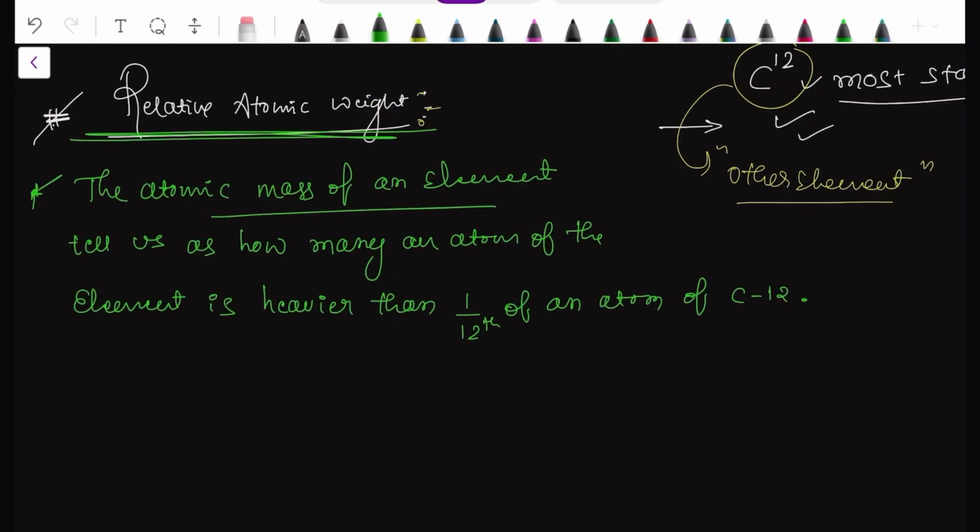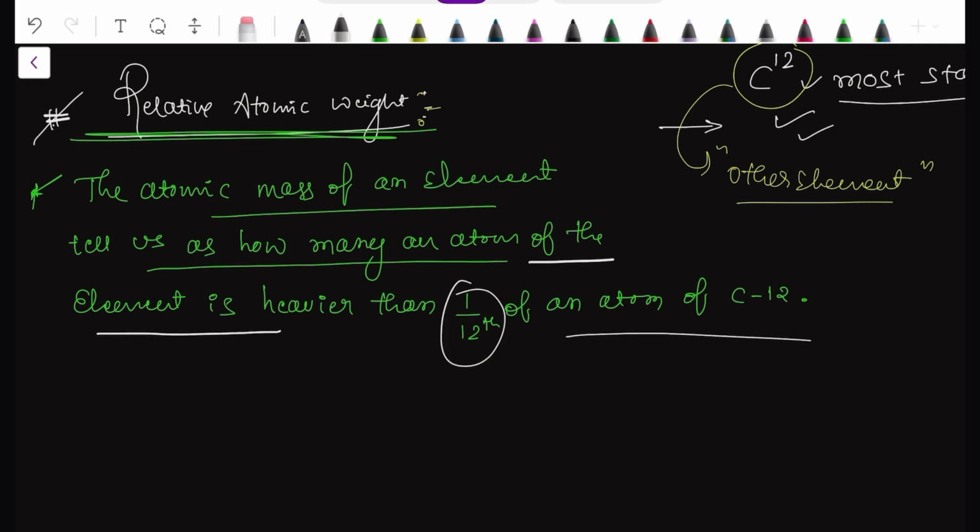When it comes to relative atomic weight, we have a definition. The atomic mass of an element tells us how many times an atom of the element is heavier than 1/12 of an atom of the carbon 12 isotope. So why are we taking only the carbon 12 isotope? Why can't we take helium? Why can't we take other elements also? Here the most important thing is that the carbon 12 isotope is the most stable element in the entire periodic table.